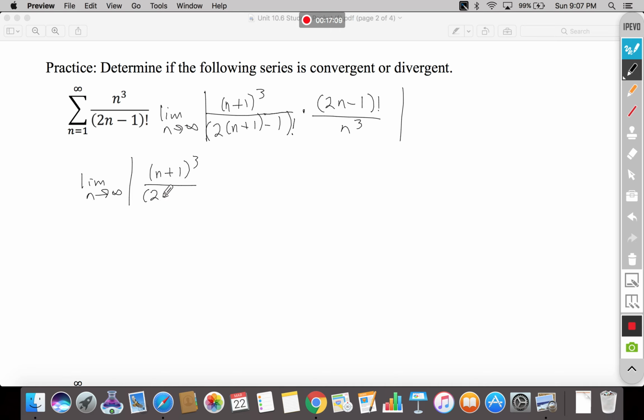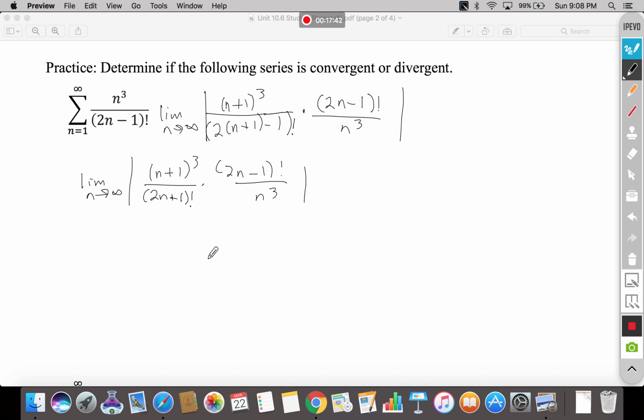2n plus 1 factorial. That's what I get down there, okay? Times, and I basically haven't changed anything from my other part of this. 2n minus 1 kind of just stays the same. (2n minus 1) factorial over n cubed, close the absolute value.